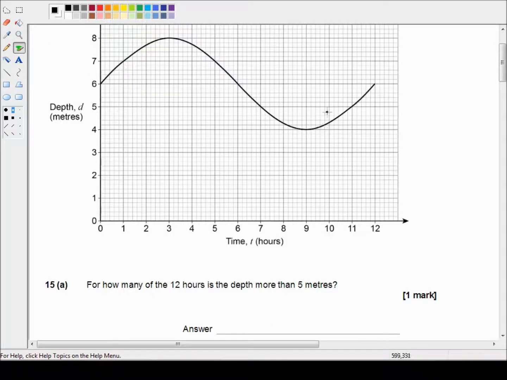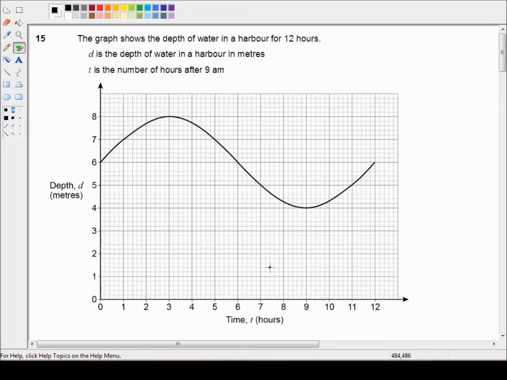Okay, so we've got our little graph. And 15A says, for how many of the 12 hours is the depth more than 5 metres? So this is really just reading this off from the graph, isn't it? So this is 5 metres. So long as the curve is over 5 metres, we can count the hours. So just make sure that we know what the 5 metre mark is. So this is the 5 metre mark.